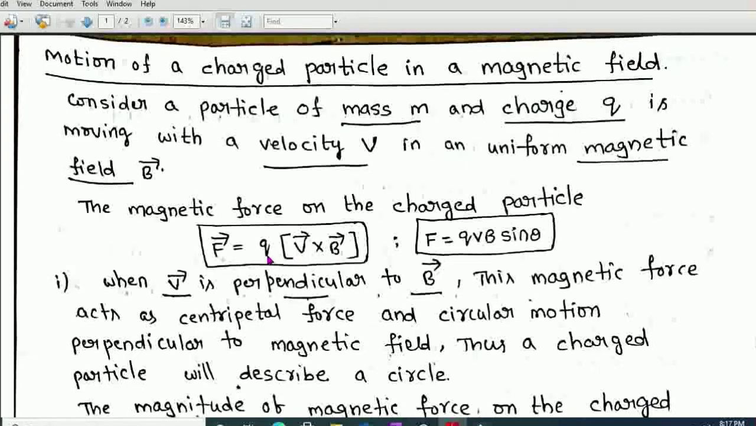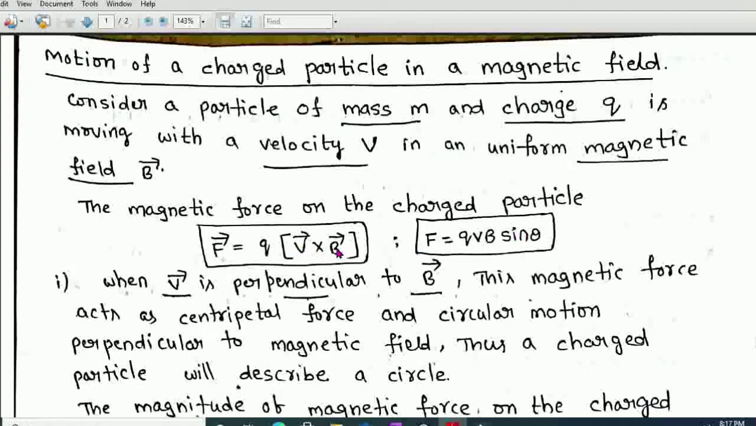Q is the charge. Now the magnitude of this force F is equal to qvB sin theta, because V bar cross B bar is a cross product, or vector product. The expansion of this is vB sin theta into n cap, and that n cap gives the direction of this force. Generally, the direction of the force in a vector product can be determined by using the right hand thumb rule or right hand screw rule. The magnitude of this force is given by F is equal to qvB sin theta. Here theta is the angle between V bar and B bar.